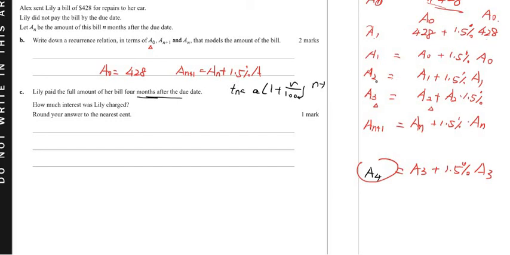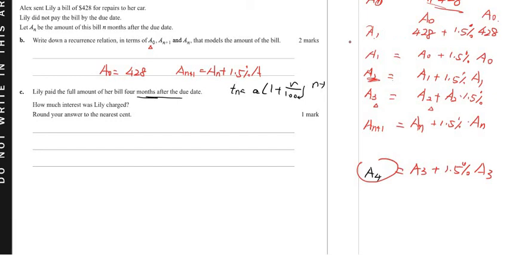So from that, I know what my A1 value is, and I can substitute the value of A1 into the A2 equation to find out A2, and from there to find out A3, and from A3 to find out A4. So that's definitely one way of doing it.